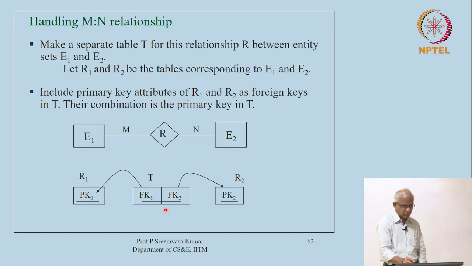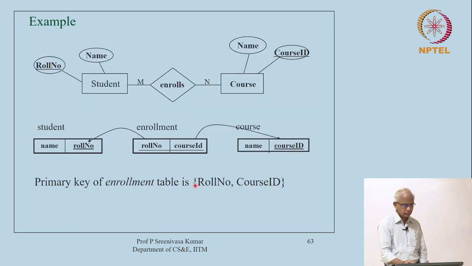Okay. Again an example will clarify the situation. Student enrolls for courses. So, course is an entity identified by the course ID, student is another entity, roll number is the key, and now this is a many to many relationship. Student enrolls for many courses and each course is enrolled by many students, right. That is why it is a many to many relationship.